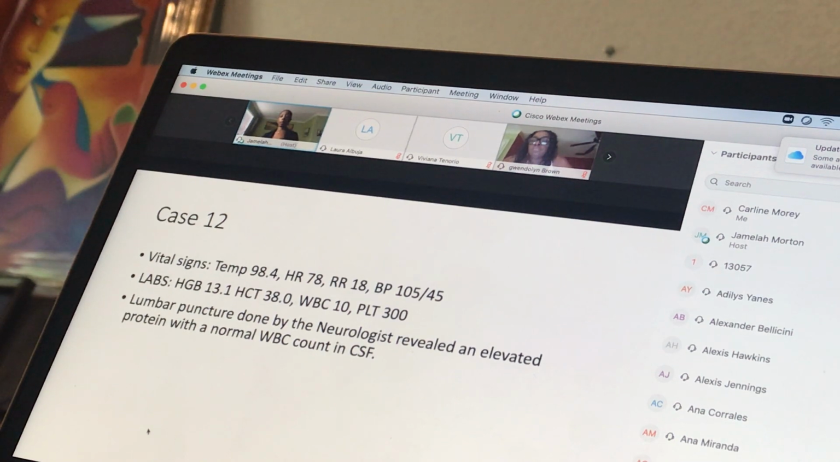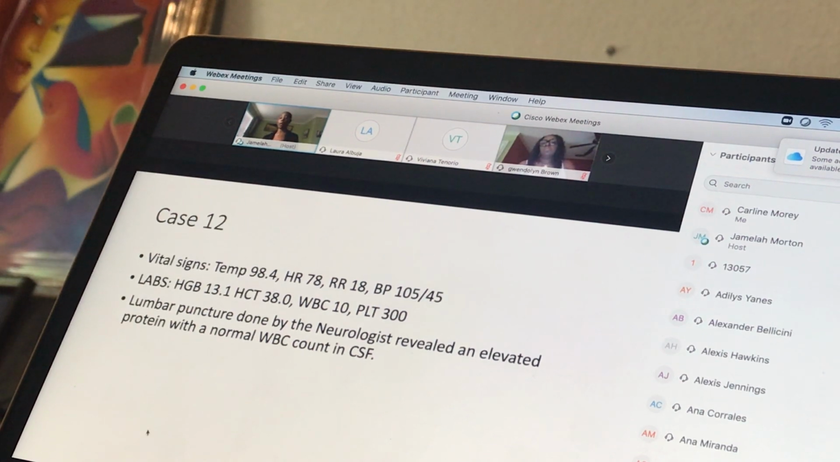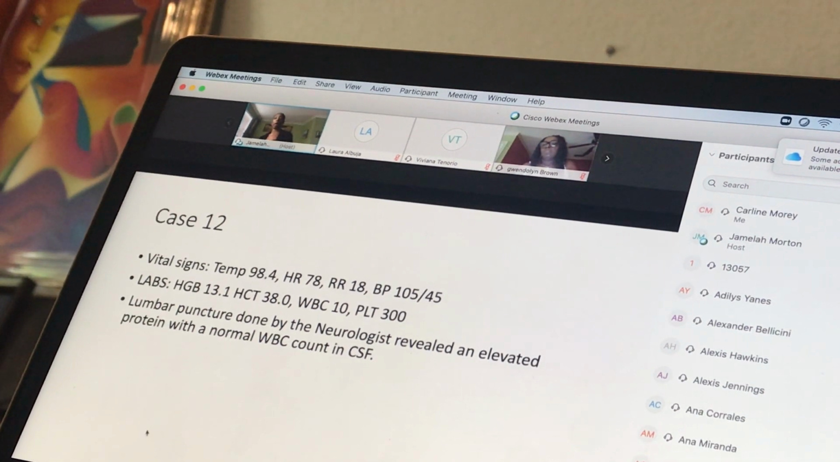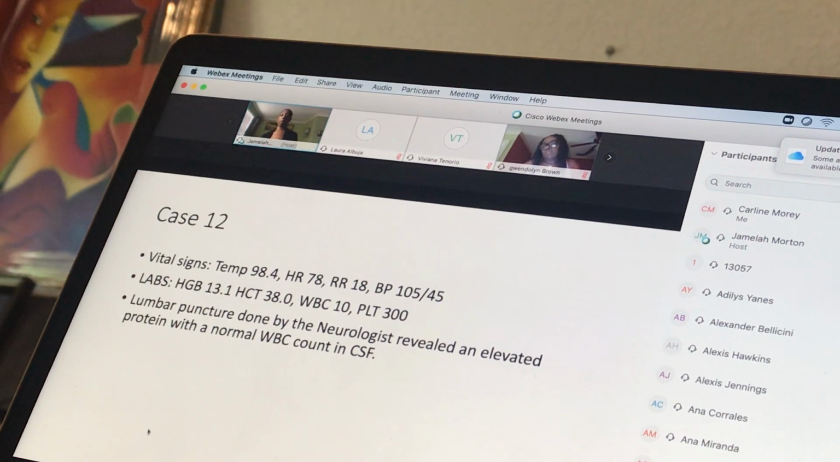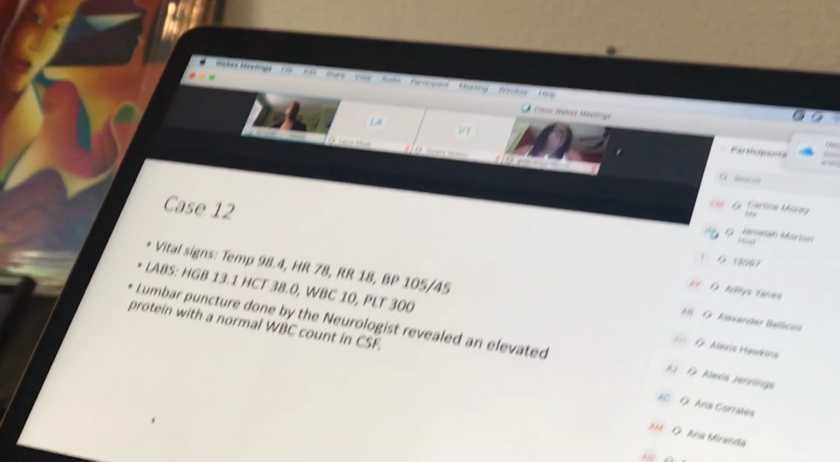That usually indicates that there's some kind of inflammatory process going on. Because if there's no white blood cell count, that means there's no bacteria, there's no viral issue, there's no bacterial issue. Why is the protein elevated if there's no bacteria or viruses in the CSF? It usually means that there's an inflammatory process.